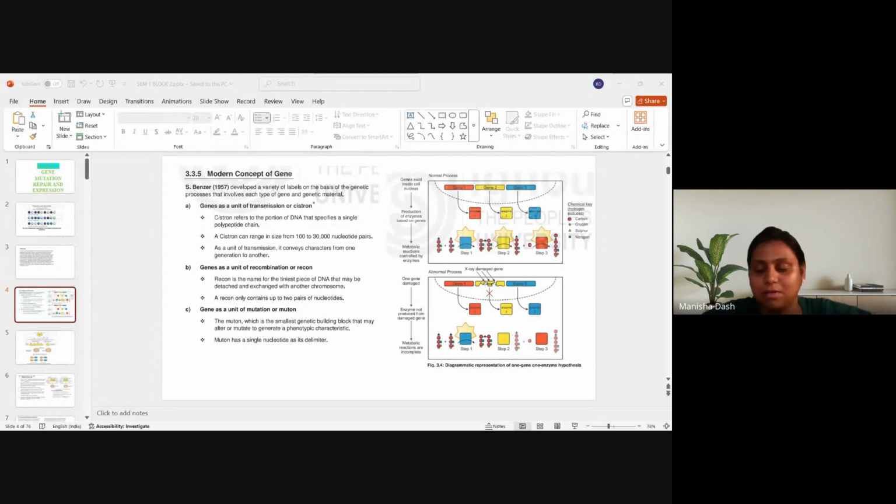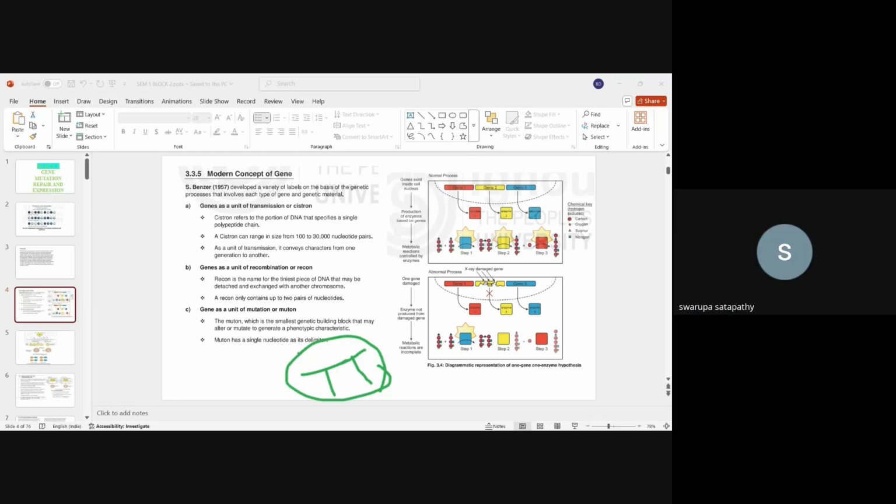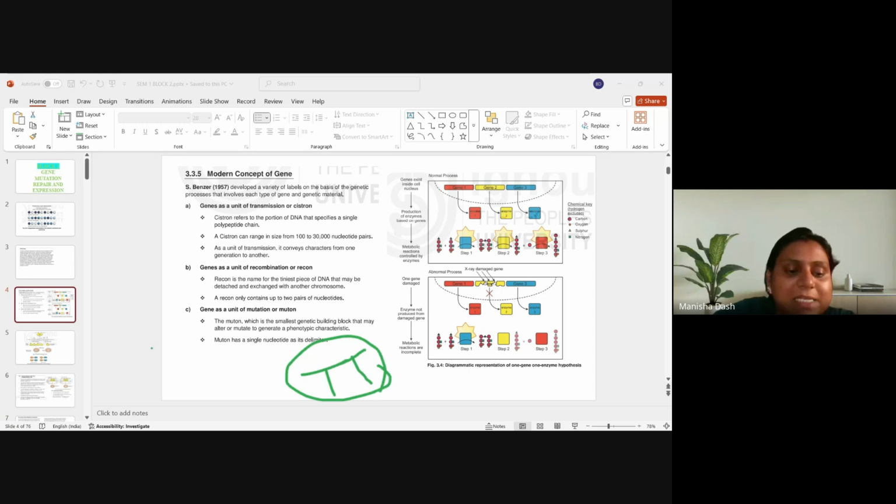Okay, let me give you another example. Say the plant has a genotype like capital T, capital T. Just tell me what kind of character you are expecting from this plant. Tall. Okay. Now if a plant has a genotype small t, small t, what kind of character are you expecting from this plant?